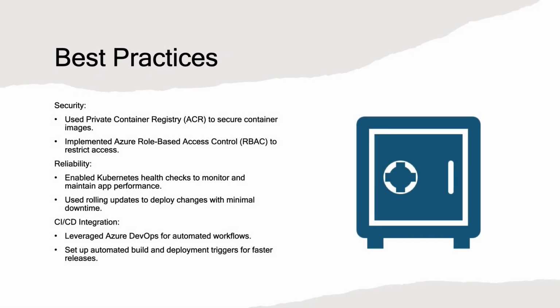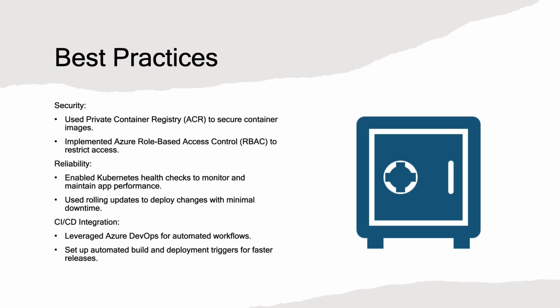During the project, we followed several best practices to ensure a secure, reliable, and efficient deployment. The first one is security. We used a private Azure Container Registry, which is ACR, to keep our Docker images secure. Secondly, role-based access control was implemented to ensure only authorized team members had access to the resources.